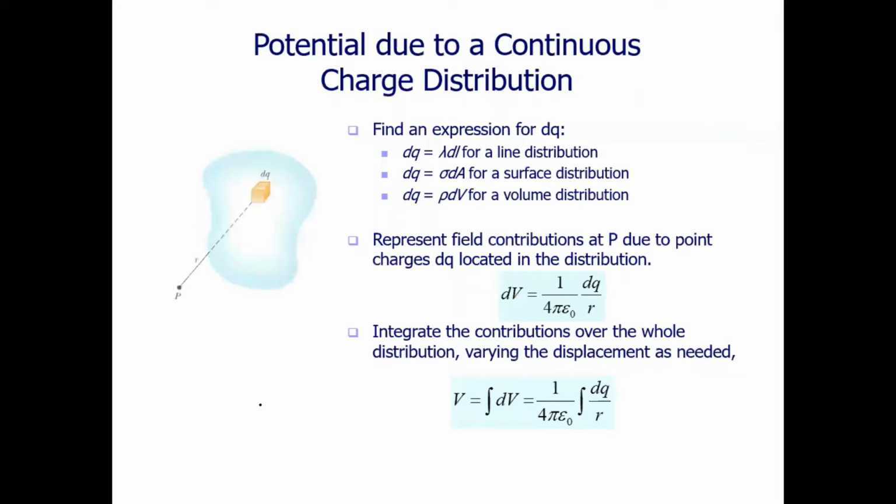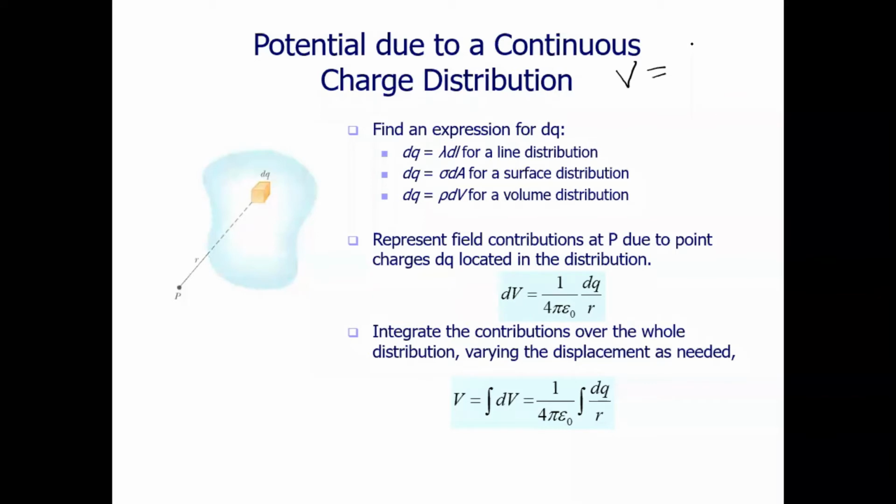Okay, so now what we have discussed so far is the point, the discrete charge distribution. We say that the electric potential V due to a point charge.